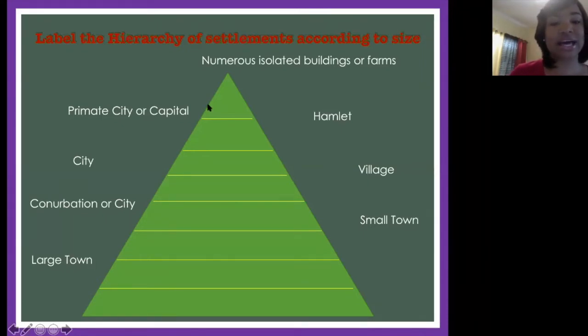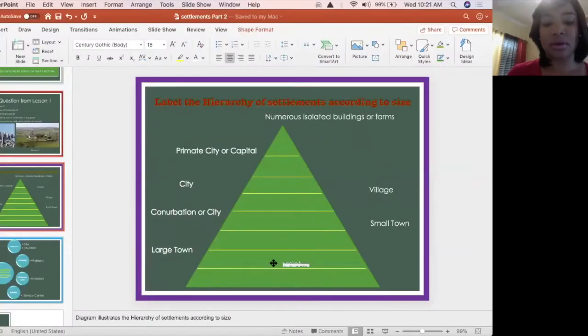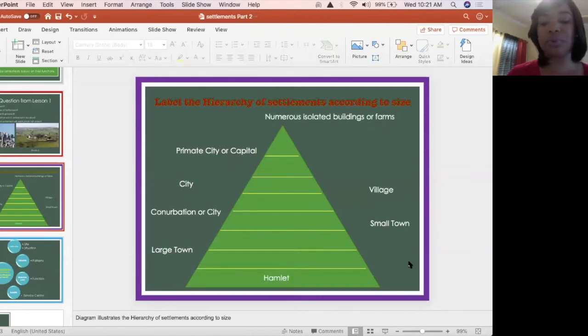Marsha says the hamlet. Good job, Marsha. It is the hamlet. Yes, Franklin, it is the hamlet. Good job. Indira also says hamlet. Yes. So the hamlet is our settlement that is found at the bottom of our structure. So let's continue.